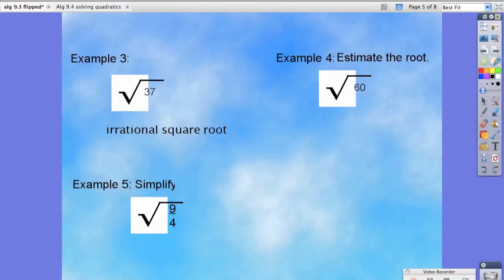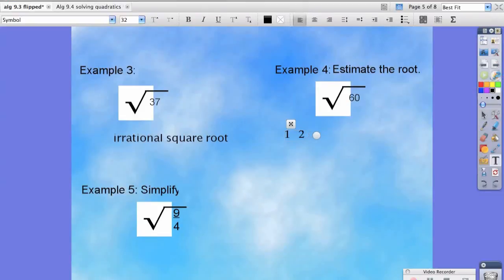Example 4 wants us to estimate the root. I'm going to show you my quick and easy way of doing this. The first thing we're going to do is write a series of numbers 1 through 8, and then we're going to square each of them. So 1 squared is 1, 2 squared is 4, 3 squared is 9, 4 squared is 16, 25, 36, 49, and 64.